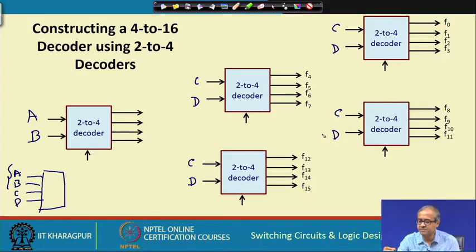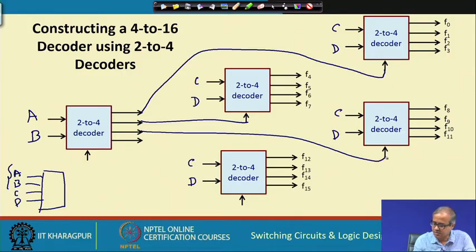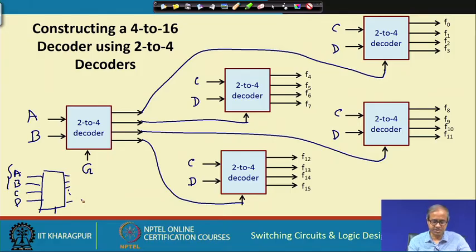Now, as I said in the previous diagram, the 16 outputs are generated by these 4 decoders, F 0 to F 3 here, F 4 to F 7 here, F 8 to F 11 here, and F 12 to F 15 here. And this decoder will be selecting one of the 4 decoders. This is the first decoder, this is the second decoder, this is the third decoder, and this is the fourth decoder, and this will be the enable of the whole decoder. This is the G of this 4 to 16 decoder. Let us see how this works.